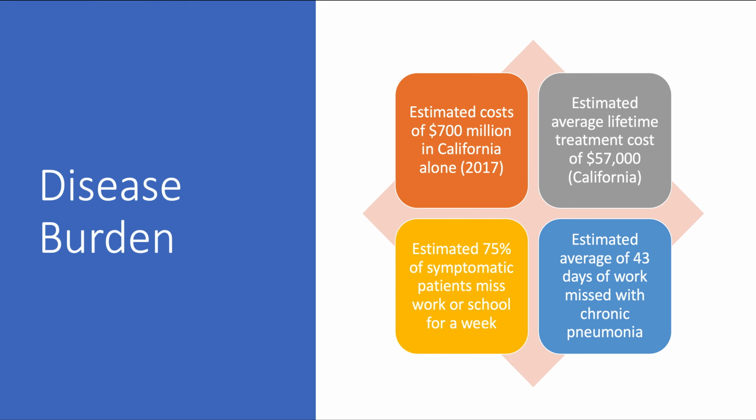The disease burden is estimated at costs of $7 million just in California alone. That's from a 2017 study. Like I mentioned with the pneumonia, an estimated 75% of symptomatic patients will miss a week of work, which isn't that serious. But whenever the pneumonia becomes chronic, there's an estimated average of 43 days of work missed.